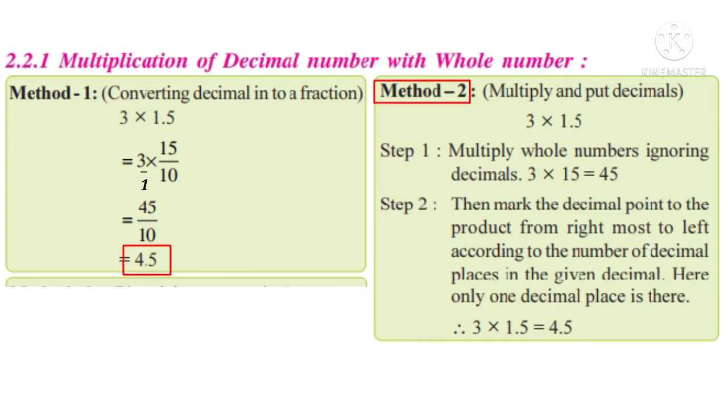Next method 2. Multiply and put decimals. First remove the decimal. Now let us multiply. 3 into 15 is 45. Observe that there is only one decimal place in 1.5. So put decimal point in the product 45, starting from right side to left side one number, that is 4.5.